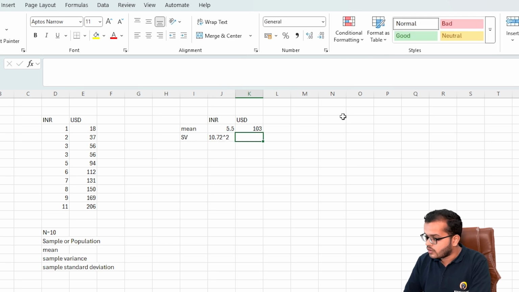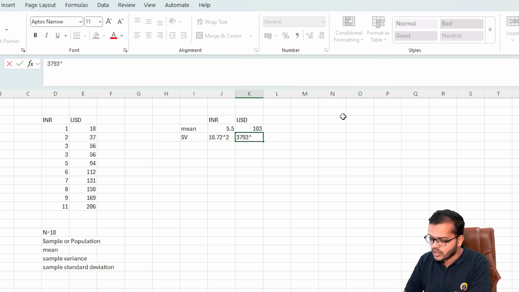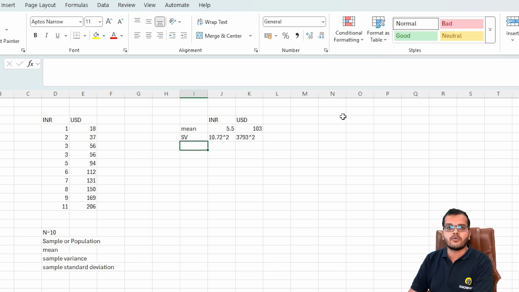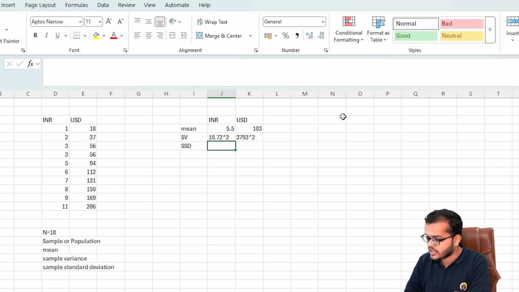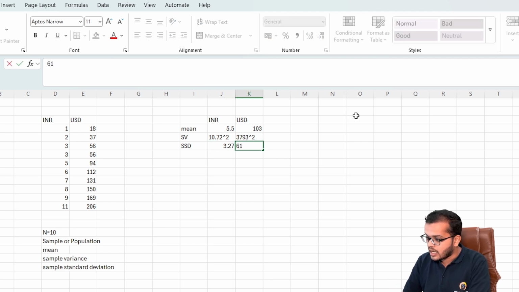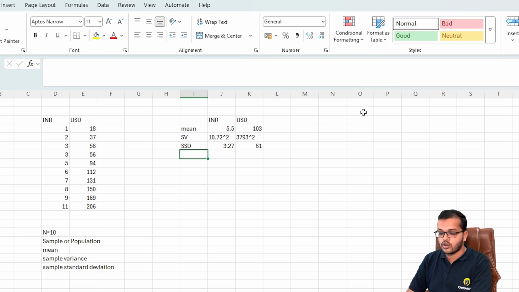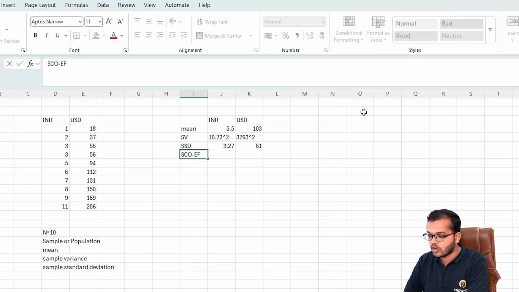Then I'll go with 3793 square, whatever the value might be. In the same way, to find the sample standard deviation, I'm writing it as SSD. The sample standard deviation here will be 3.27 and 61. And if I would like to find the sample coefficient of variation, it will be 0.60, and the same, 0.60.